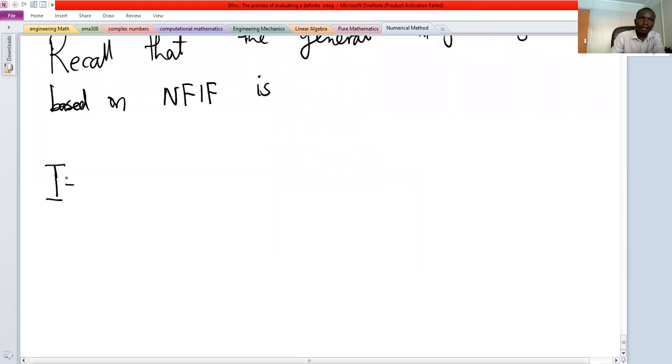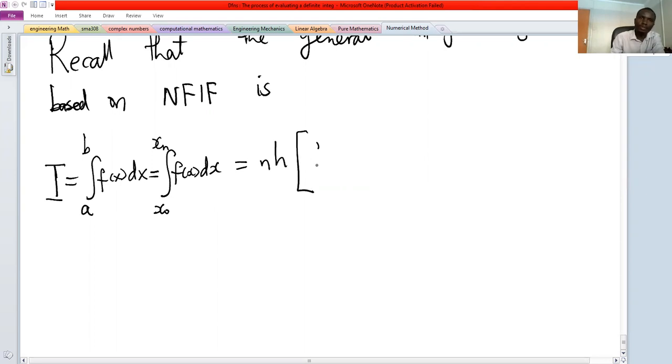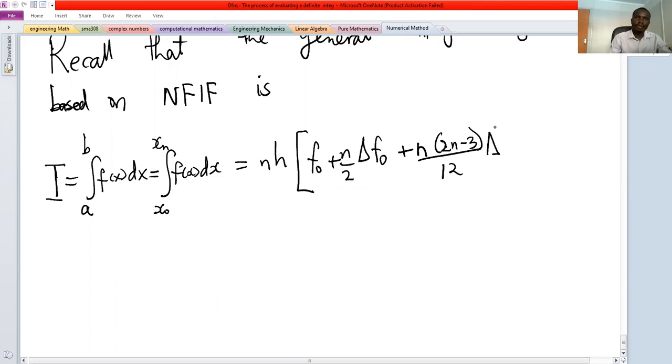that the integral from a to b of f of x dx can be written as the integral from x naught to xn of f of x dx, which is the same as nh into f naught, plus n over 2 first forward difference of f naught, plus n into 2n minus 3 over 12 second forward difference, plus n into n minus 2 squared over 24 third forward difference of f naught, plus other several terms. This is what we call star.